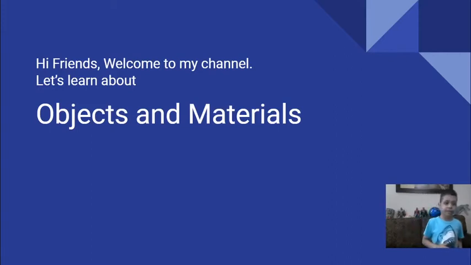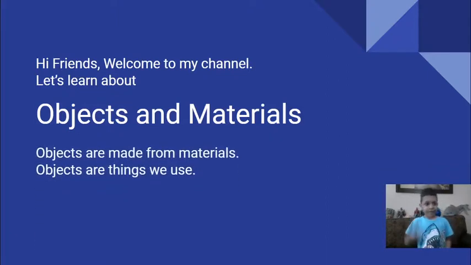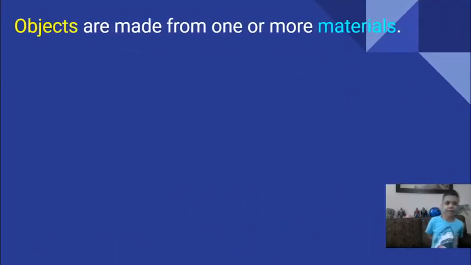Let's learn about objects and materials. Objects are made from materials. Objects are things that we use. Objects are made from one or more materials.